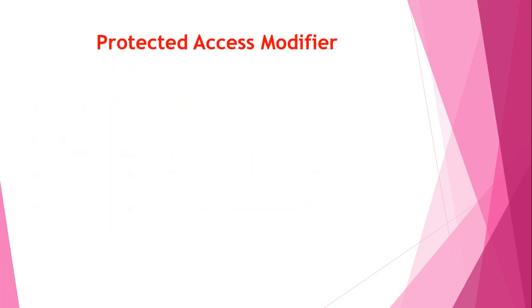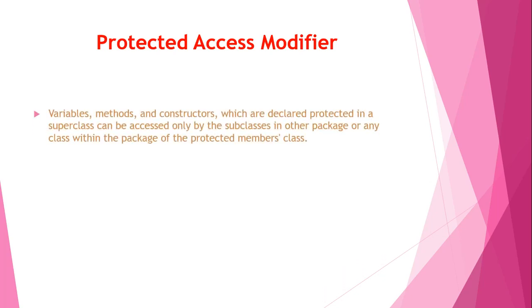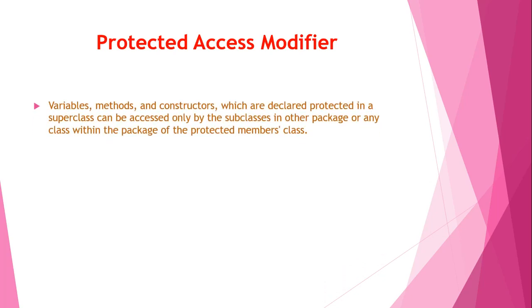Let's discuss the protected access modifier. Variables, methods and constructors which are declared protected in a superclass can be accessed only by a subclass in another package or any class within the package of the protected member's class. The protected access modifier cannot be applied to class and interface. Similar to the private access modifier, we can't make a class or interface protected.